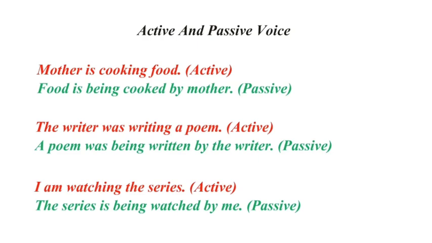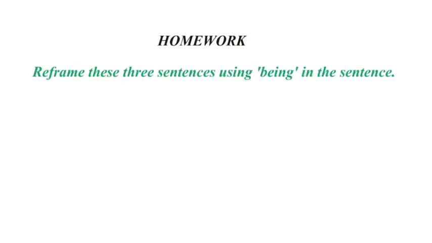Did you notice one thing? All these sentences written here are either in present continuous tense or in past continuous tense. So these are the only two tenses where we can use being in active to passive voice. These are 3 important usage of being that every English learner should know. And now the homework. I am giving you 3 sentences here and you will reframe those 3 sentences using being in them. Okay? So these are the sentences.